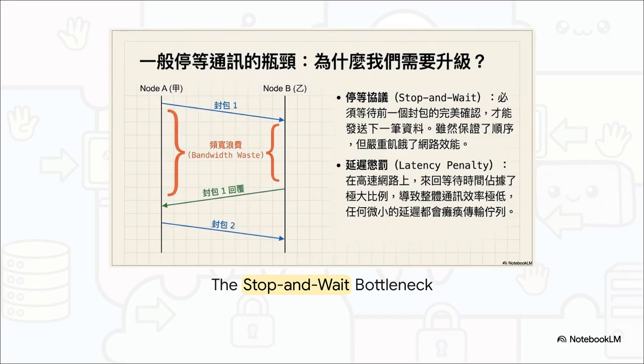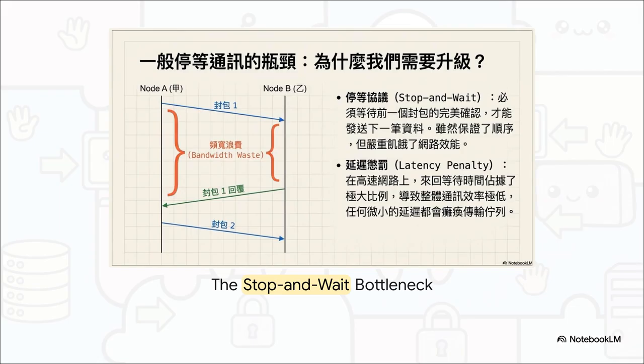Okay, so at this point, our engine is super safe, but man, is it painfully, agonizingly slow. We desperately need to install some turbochargers here. The big bottleneck is called stop and wait. See, if we force our engine to wait for a perfect confirmation receipt for packet number 1 before it's allowed to send packet number 2, we are totally starving our network. We are completely wasting our bandwidth.